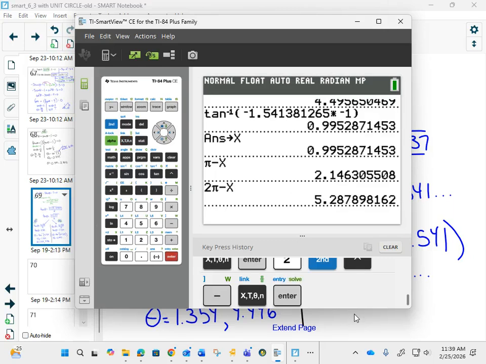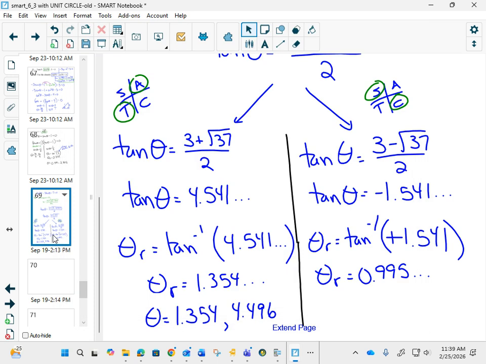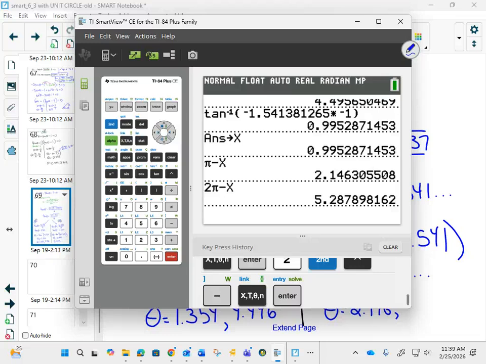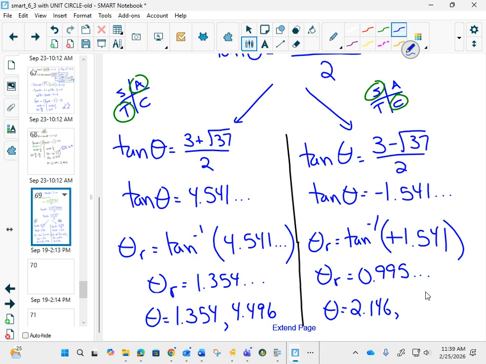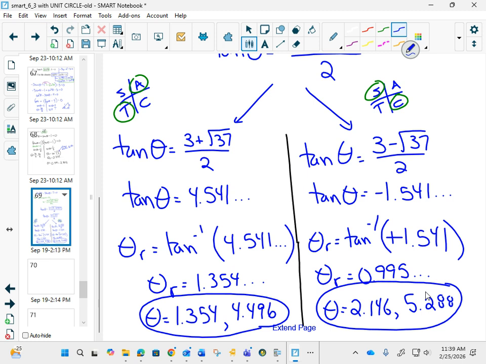So 2.146 is my one answer, rounded to 3 decimals, and the other answer was 5.288. These four answers are my final answer. So I can circle those.